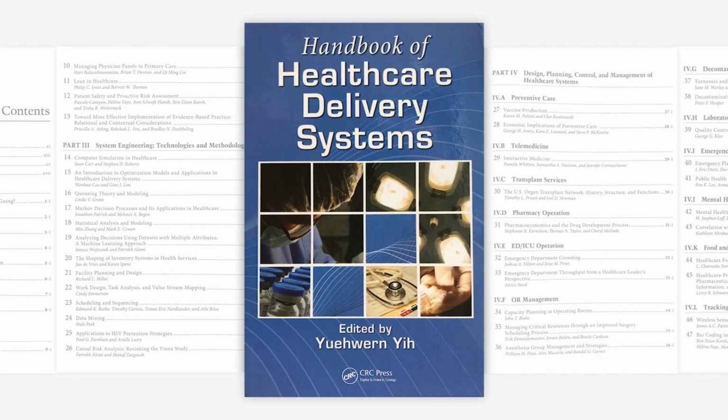Chapter 19, Analyzing Decisions Using Datasets with Multiple Attributes, a Machine Learning Approach. Initial chapter by Jonas Wojcicki from George Mason University and Farrokh Almini from Georgetown University.